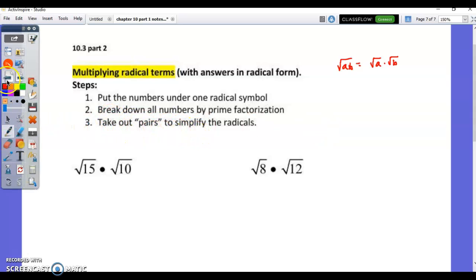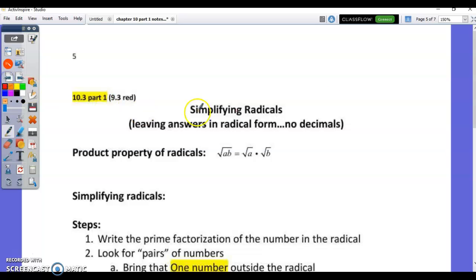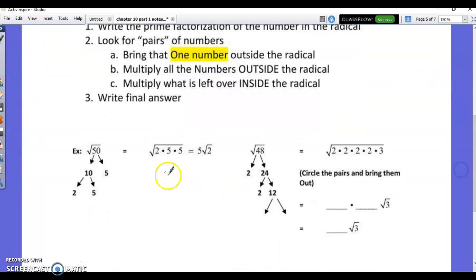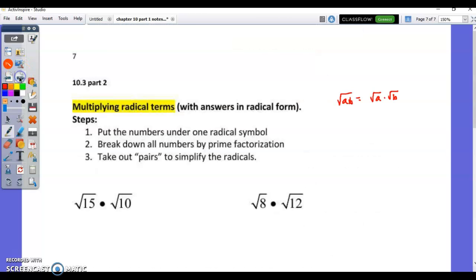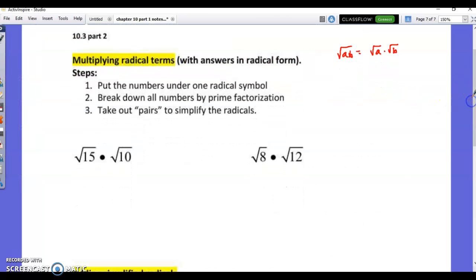On the previous section, when we were reducing the radicals, we said look for your doubles and take them out, so we would have a final answer that looks something like that. We spent a day on that, and this is basically the same idea, but now we have multiple radicals that we're multiplying together. I think the easiest way to do this is step one, put them under one radical symbol, but don't multiply them together. Let's keep them split up. Step two is break down all numbers by prime factorization. Then again, we take out the pairs to simplify the radical.